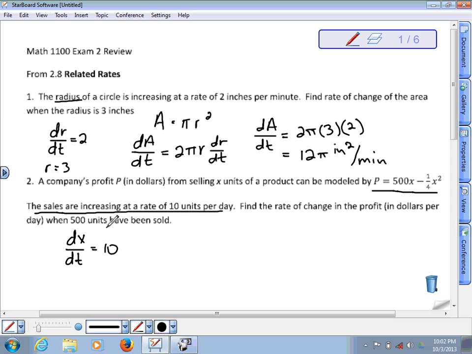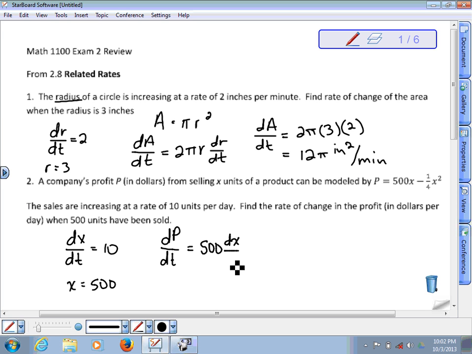Okay. We need to find the rate of change of the profit when 500 units have been sold. So that's x is equal to 500. So now the derivative of the profit with respect to time, dp/dt, is equal to 500 dx/dt minus 1/2. Now the 2 as the exponent is going to drop down in front and multiply 1/4. 2 times 1/4, where the 1/2 came from. 1/2 x dx/dt.